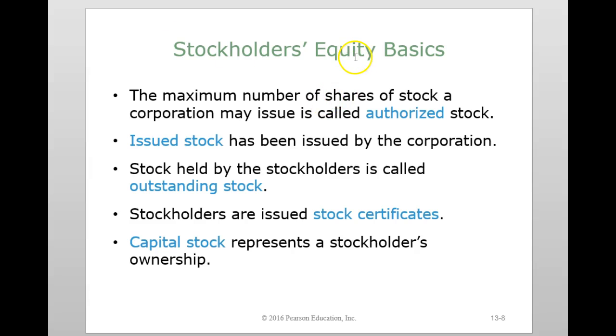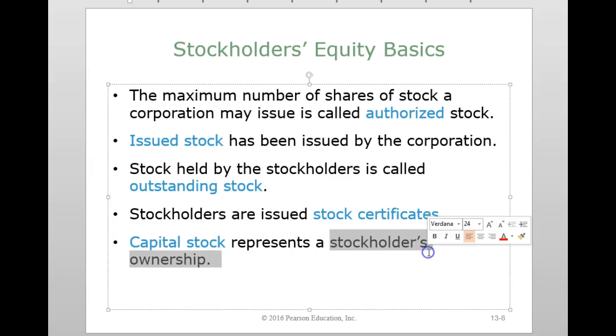Here's your basics for equity basics. A corporation has authorized stock, and out of that authorized stock, there are issued stock. And the stock that is held by stockholders is called outstanding stock. So that kind of nests in there. So you have stockholders who are issued stock certificates, and capital stock, when it's listed, represents the stockholder's ownership. Now, stockholders usually are not the managers. They just own an interest in the business or in the corporation.